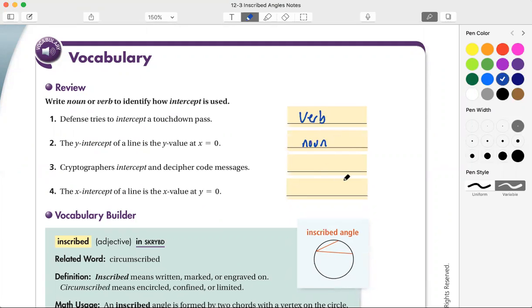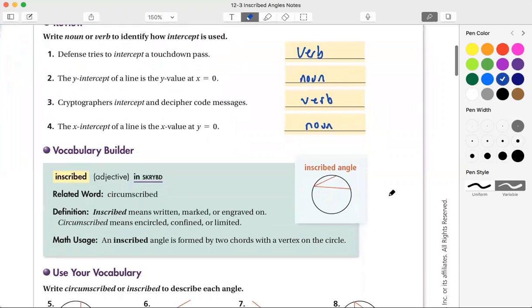Cryptographers intercept and decipher code messages. This is a verb. The x-intercept of a line is the x value at y equals 0. This is a noun. All right. So inscribed, related word is circumscribed. The definition: inscribed means written, marked, or engraved on. Circumscribed means encircled, confined, or limited.